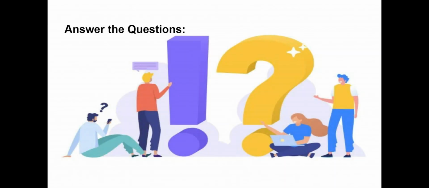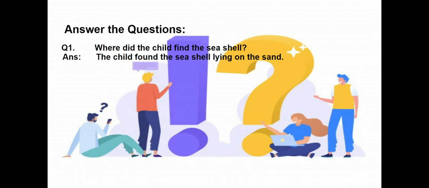Children, now let's answer the questions. Question number 1. Where did the child find the seashell? Can you answer the question? Yes, the answer is the child found the seashell lying on the sand. Let's read it again. The child found the seashell lying on the sand.